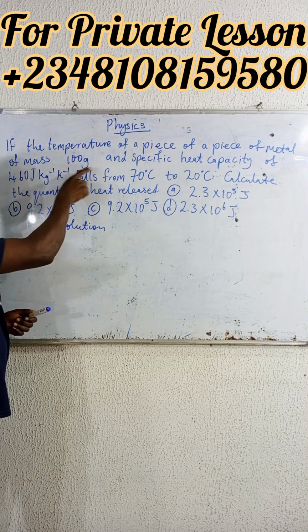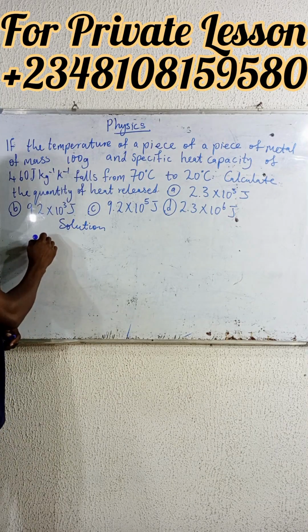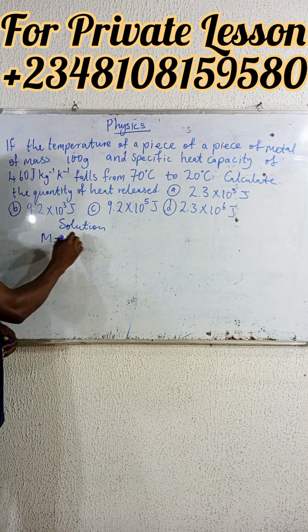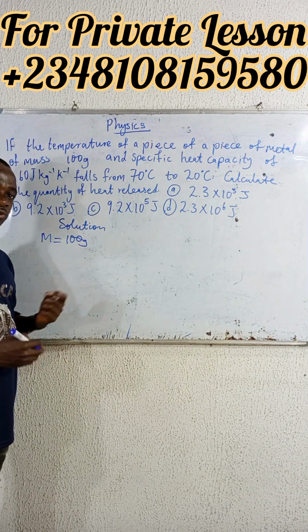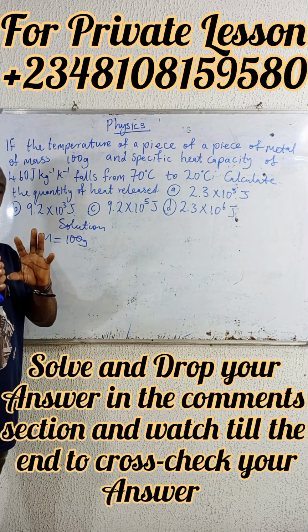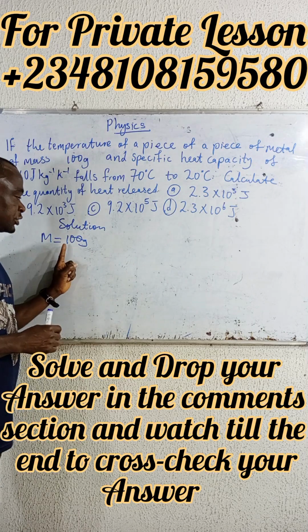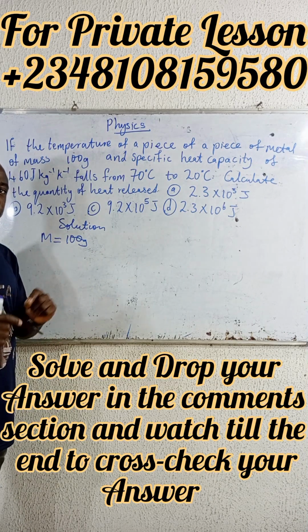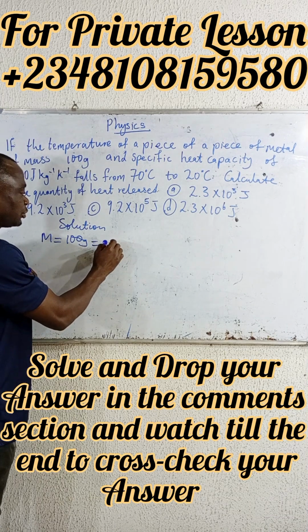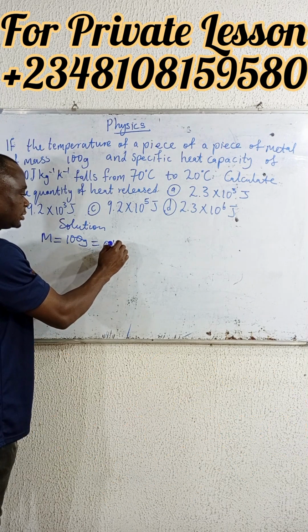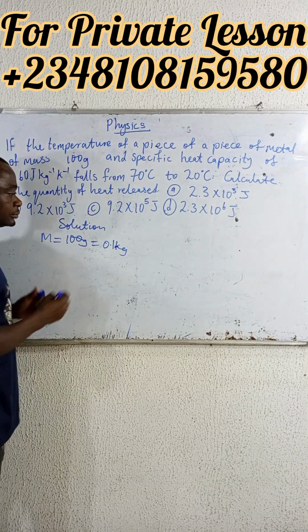The mass of the piece of metal is 100 grams. But the SI unit of mass is not grams, rather kilogram. And to change from gram to kilogram, you divide by 1000. So that will give us 0.1 kilogram.